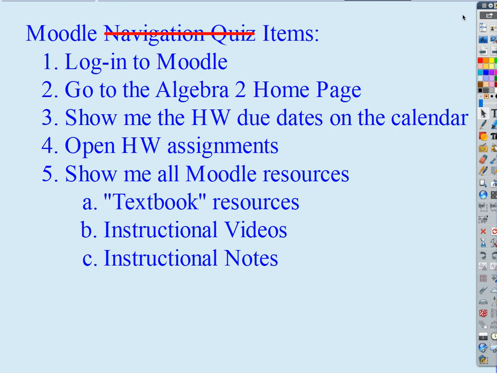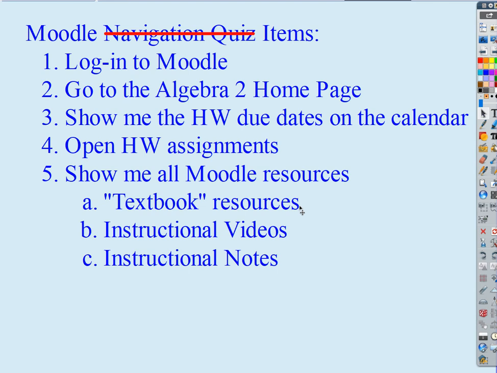Everybody knows how to log into Moodle. Everybody knows how to go to the Algebra 2 page, right? You should bookmark that. Everybody knows how to open a homework assignment because you've been working on them. Do you know where to find the due dates? On the calendars. Everybody know where to find the calendar? Okay. Any questions on that? Okay. Do you know where to find all the resources? When I say textbook resources, I mean the specific resources for each assignment. You know where to find those?